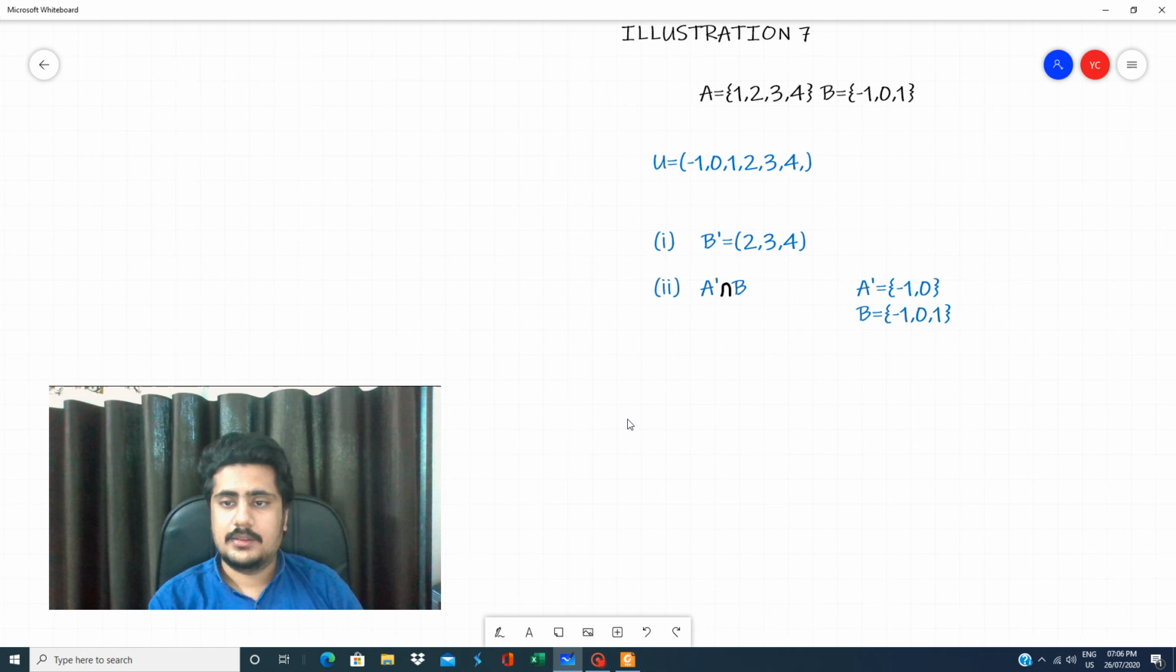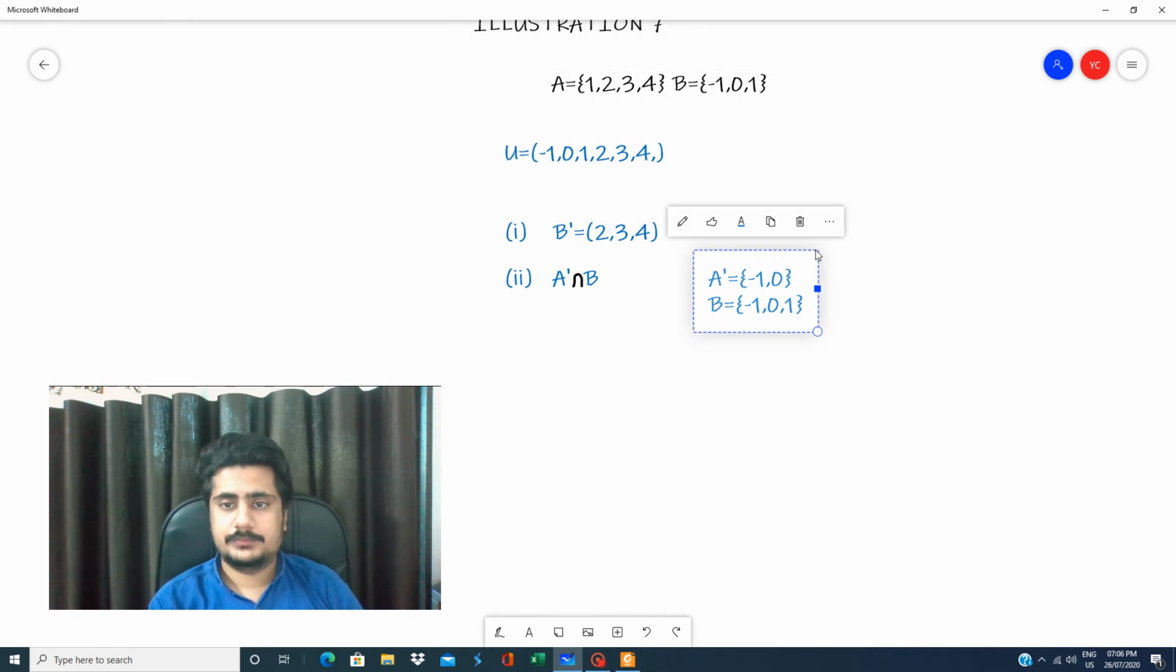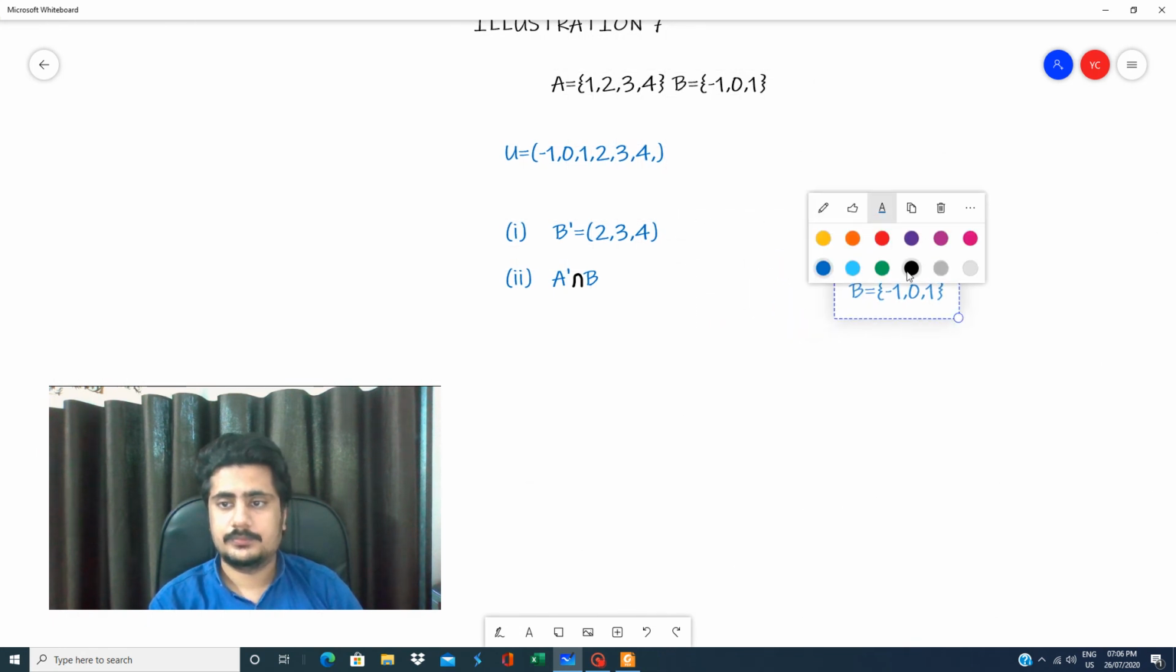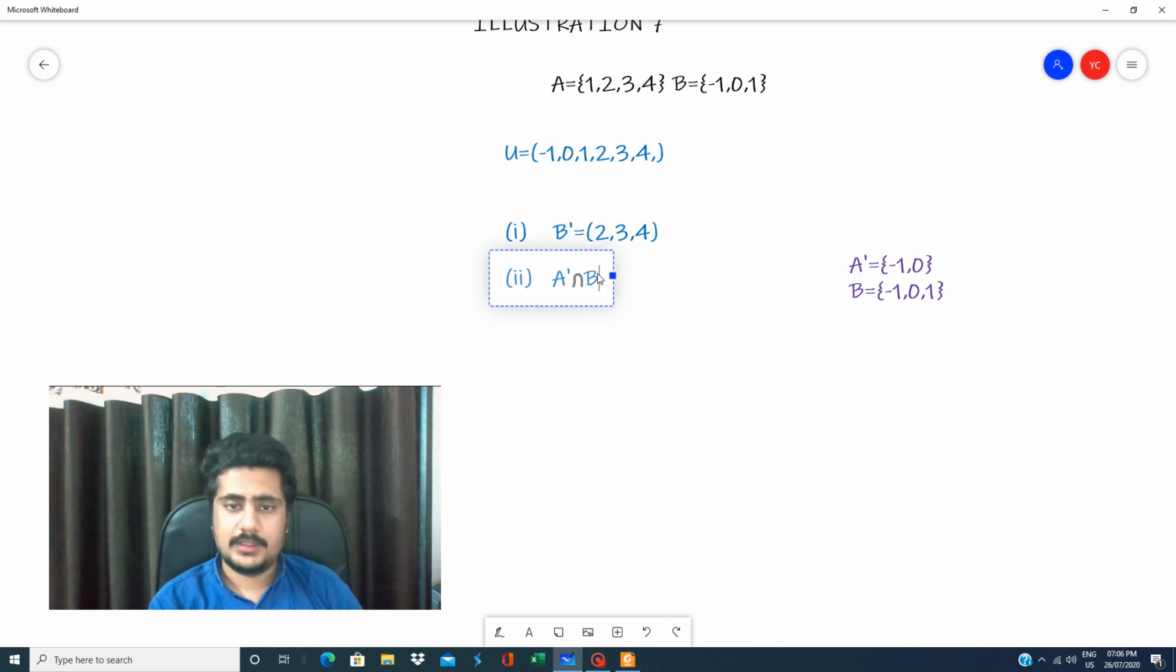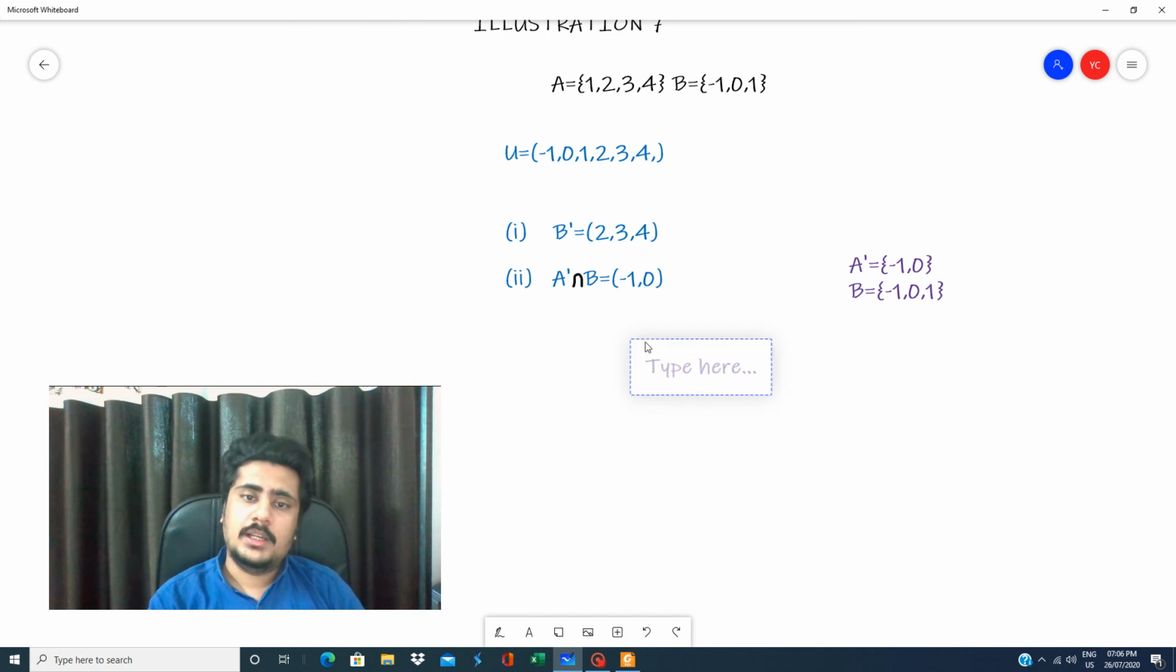So your answer will be A dash intersection B. You can see here on the right side, minus 1 and 0 is your intersection. Minus 1 and 0 is your intersection. Now I'll do the same thing in another way.